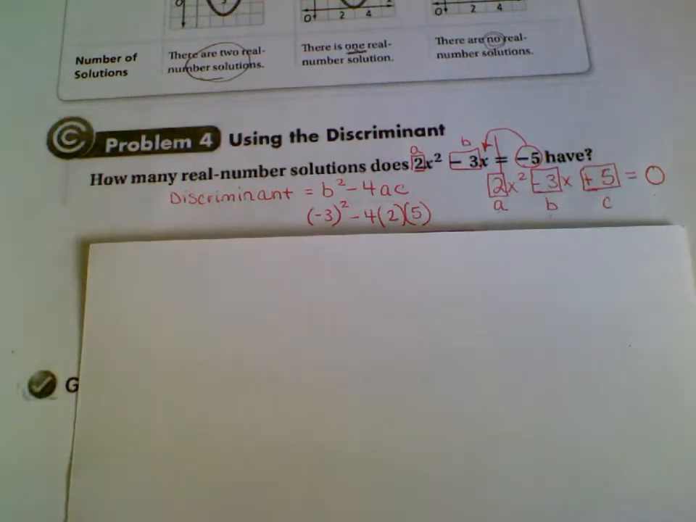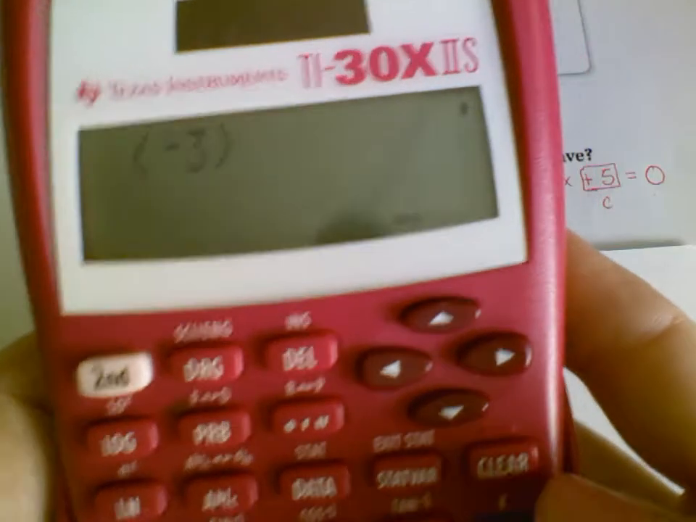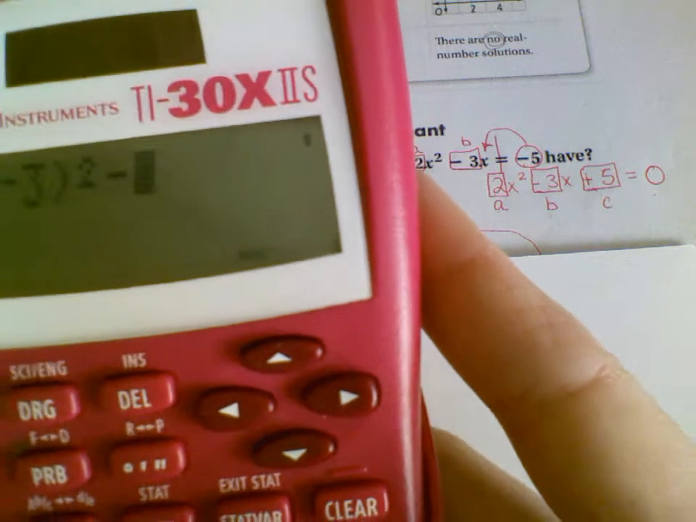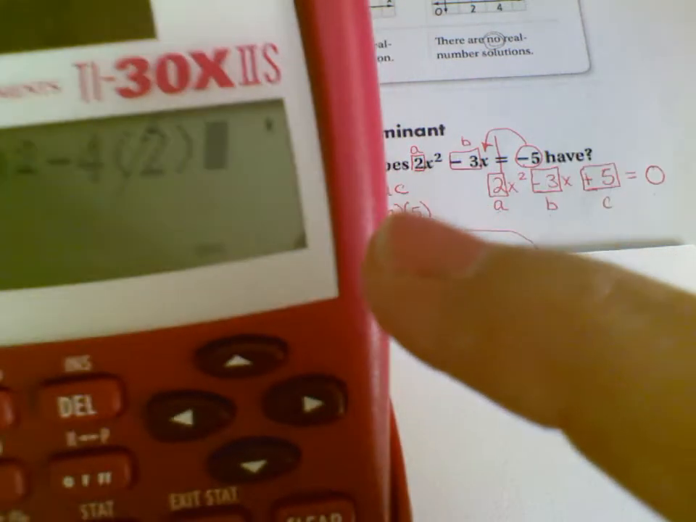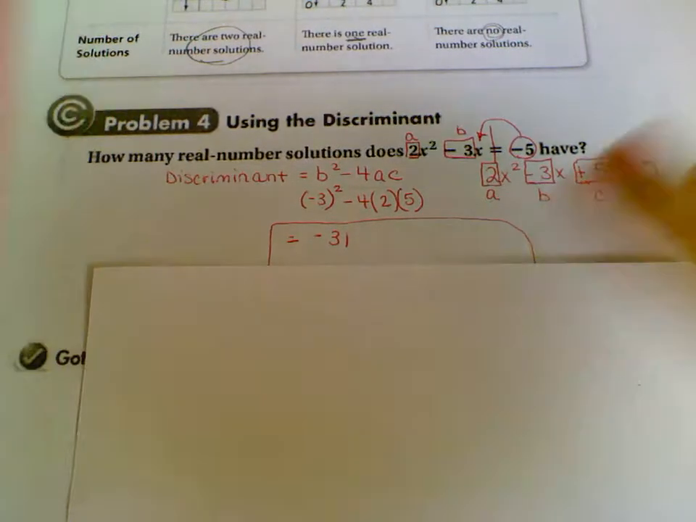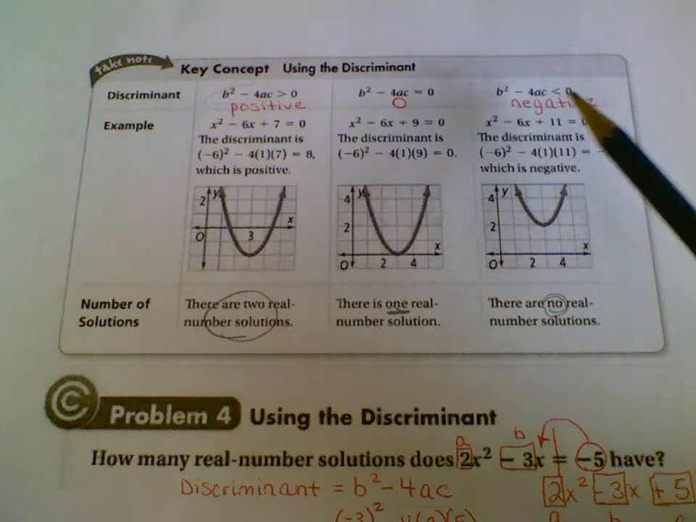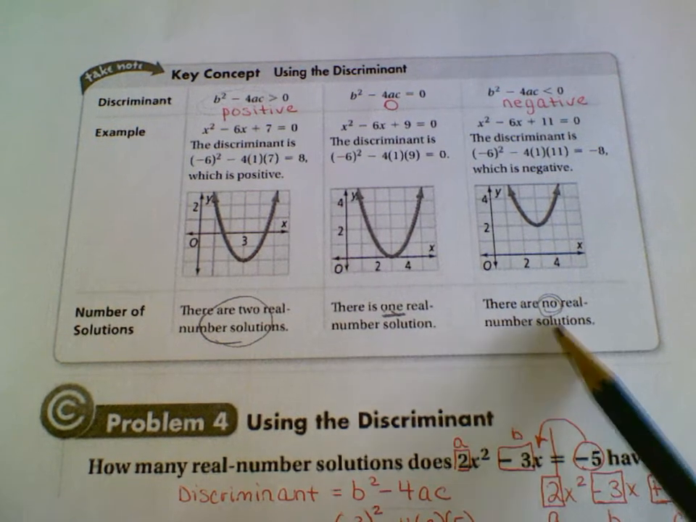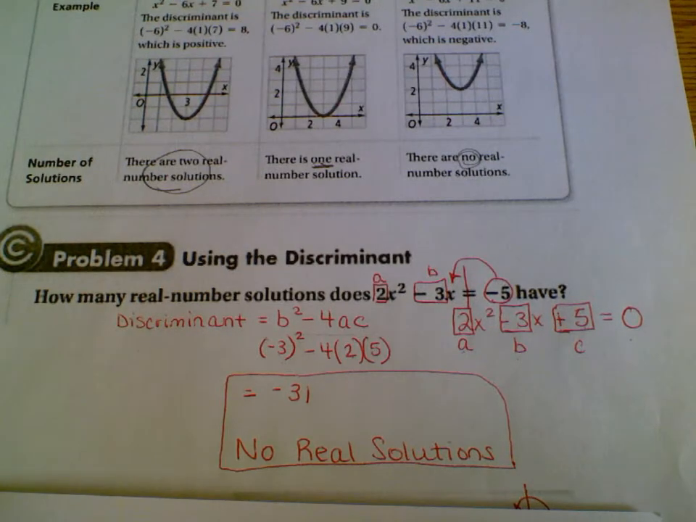Now I'm just going to type it in one big string in my calculator. So negative 3 squared minus 4 times the a that we had times the c. And I end up with negative 31. So the discriminant was negative 31. Since this is negative, up here at the top it says if I'm negative, I have no solutions. So therefore, my answer is no solutions.